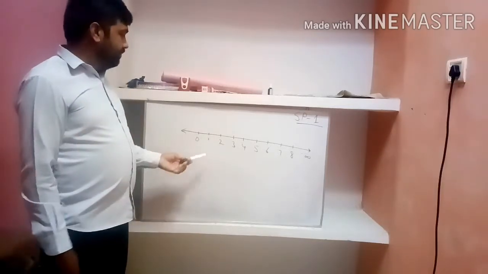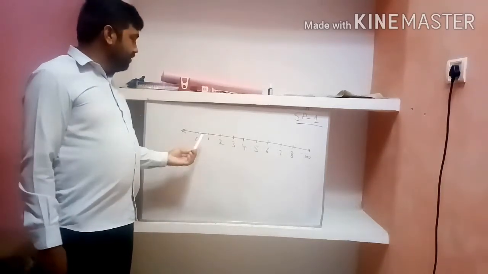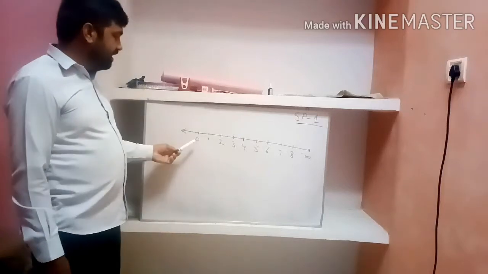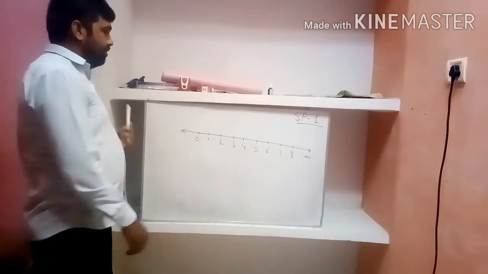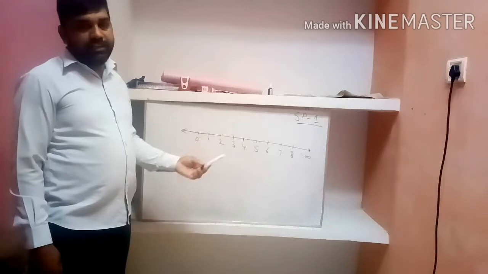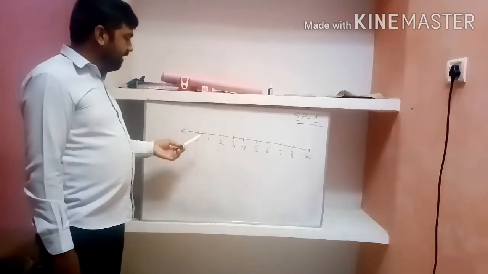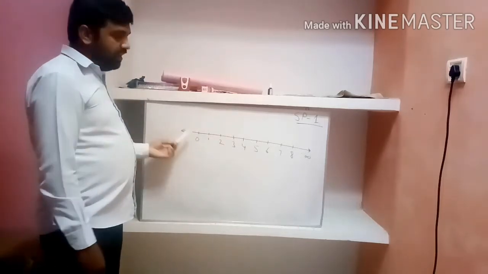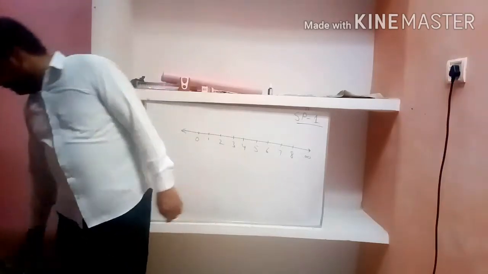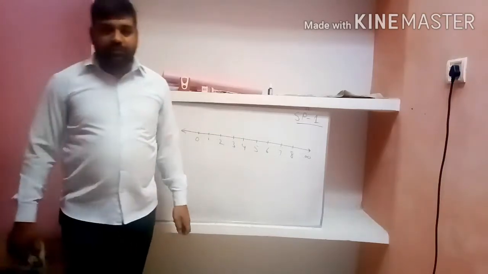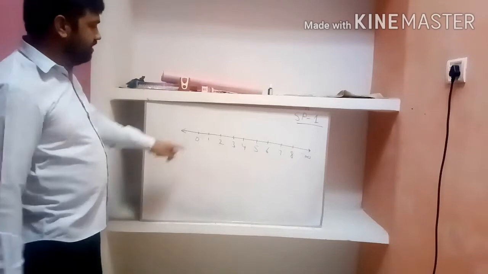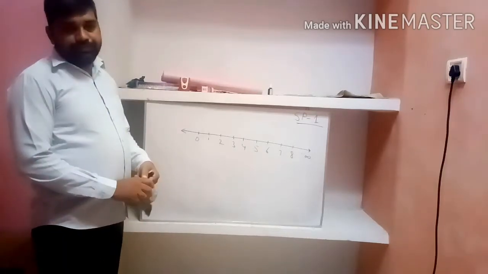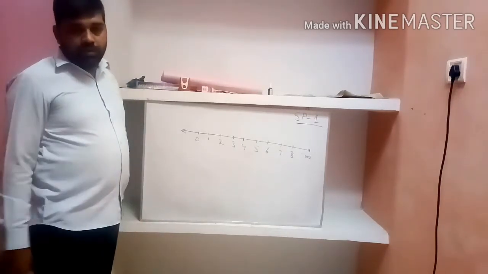Here, 8 is 8 units to the right of 0, minus 8 will be 8 units to the left of 0. So this minus is indicating a direction, left or right. Minus means left of the 0, plus means right of the 0. And the reference point from where it changes direction is 0.